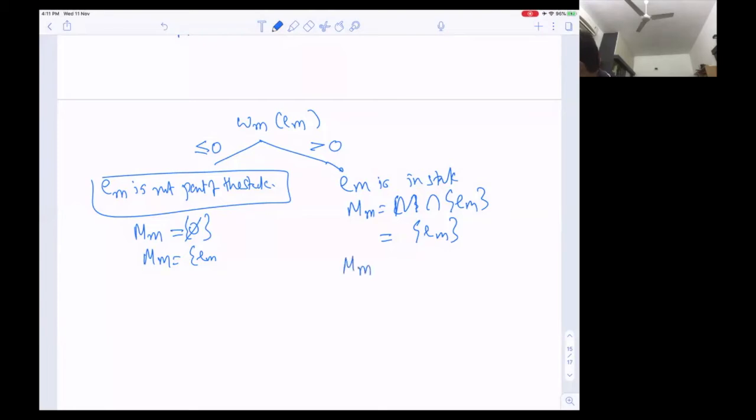So now if you look at M star, Wm of M star, either it contains Em or it doesn't contain Em. If it contains Em, well and good. Then I know my Mm also contains Em. So this is also less than or equal to 2 times Wm of Mm, and then we are good. In either case, whether M star contains Em or not, I know my Mm contains Em, and hence I'm very good.